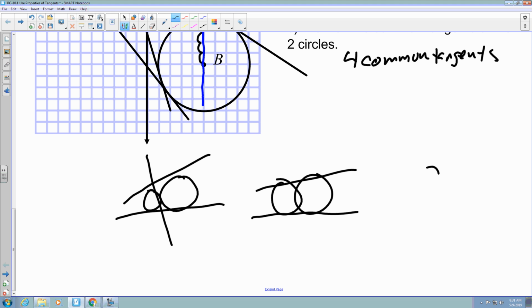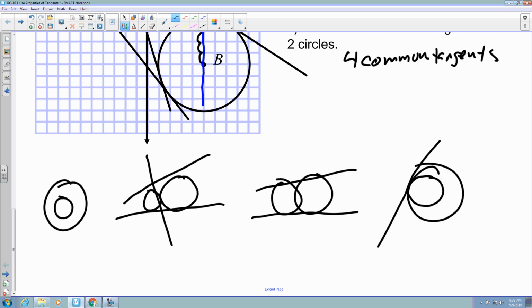Or if you had a circle and a circle here, you would just have one, and that would be where these two touch. I think the only one that would be zero is if you had a circle and a circle like this. This one would have zero common tangencies.